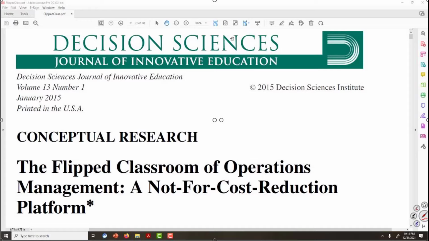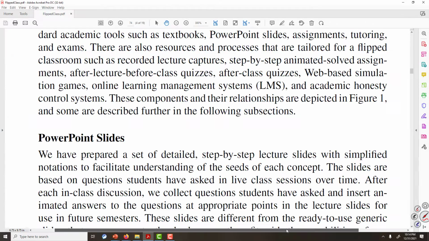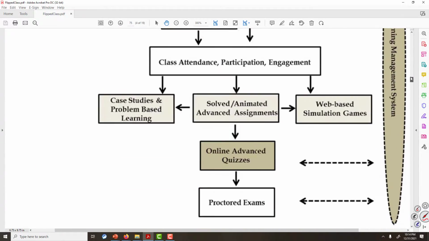In 2010, I changed the format of my operations management class to the flipped format. Five years later, I published a paper titled The Flipped Classroom of Operations Management, a Not-for-Cost-Reduction Platform. This was a reaction to the overall atmosphere at that time promoting online classes.